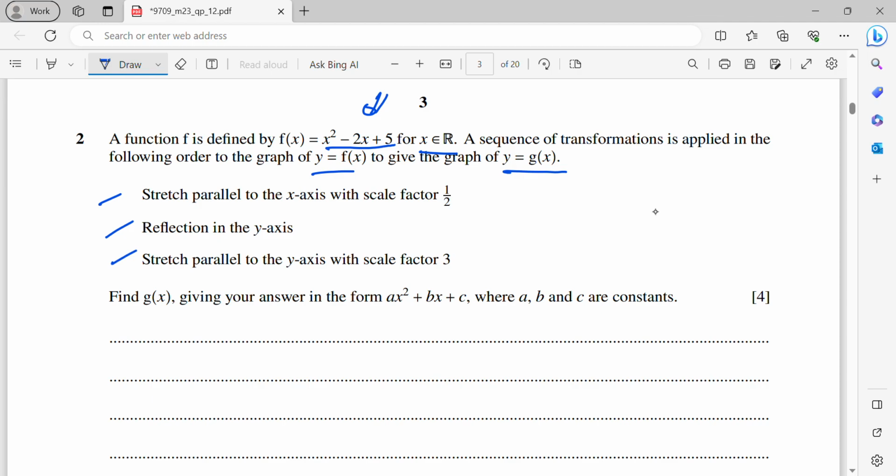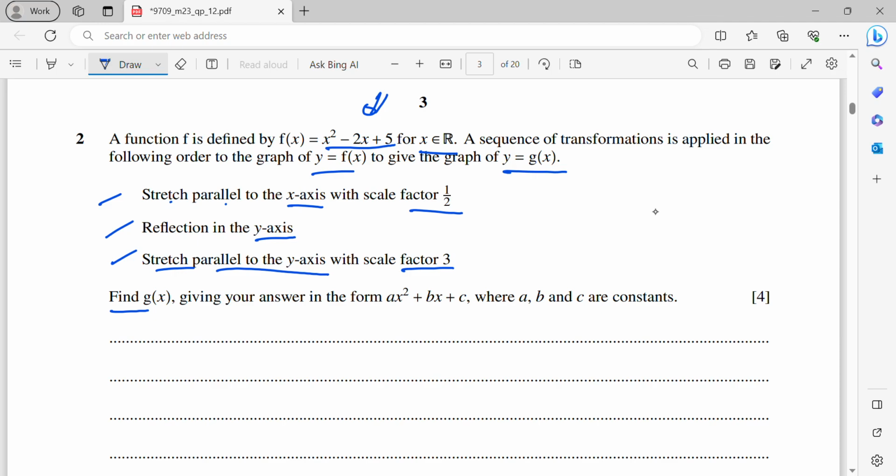Now, the first is a stretch parallel to the x-axis with scale factor of half. The second is a reflection in the y-axis. Then the third is a stretch parallel to the y-axis with scale factor 3. Okay, now find g(x), giving your answer in the form ax² + bx + c, where a, b, c are constants.